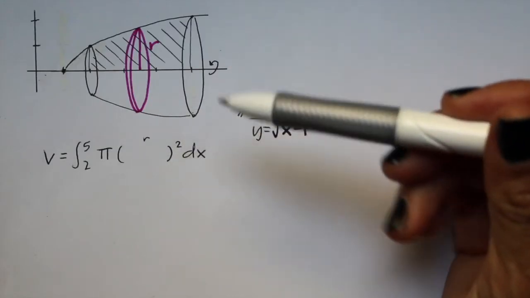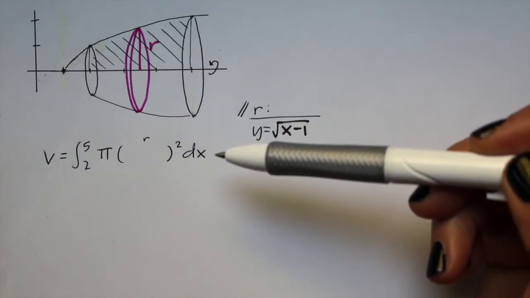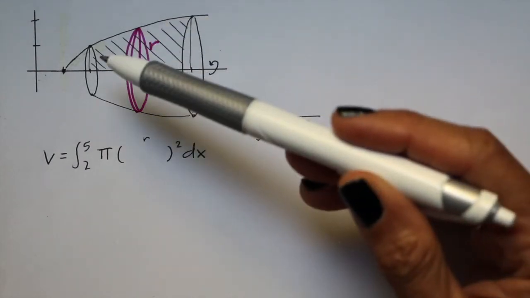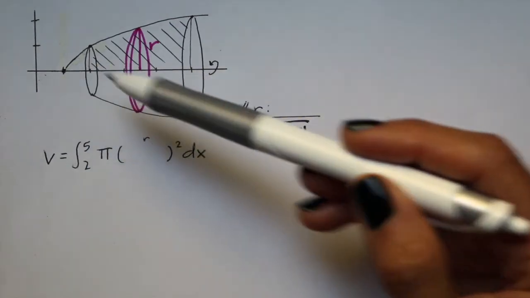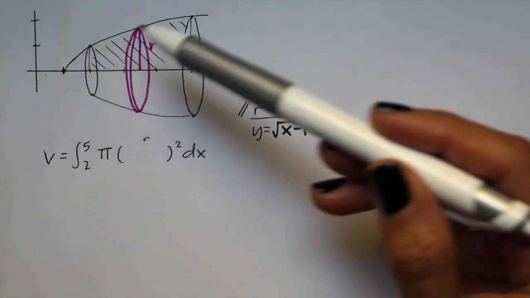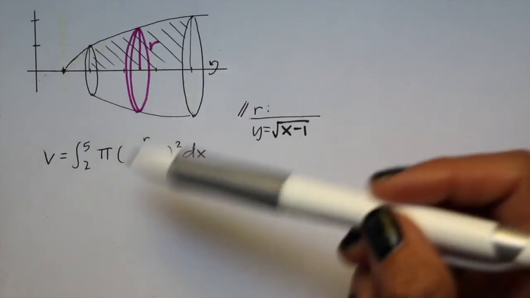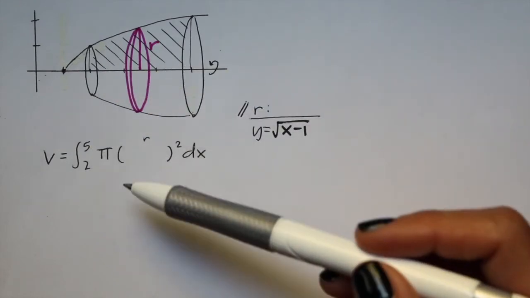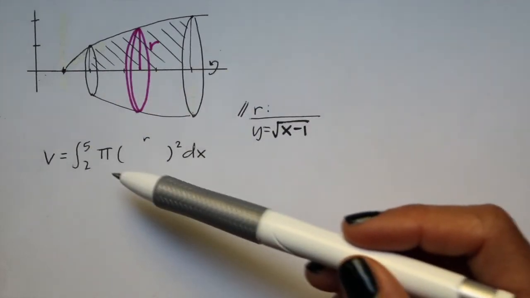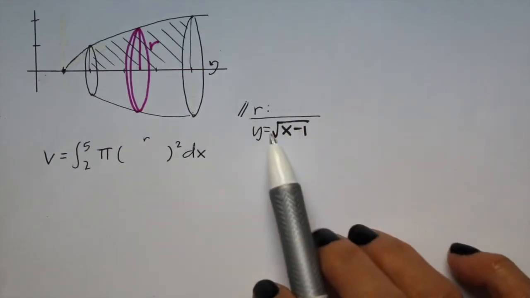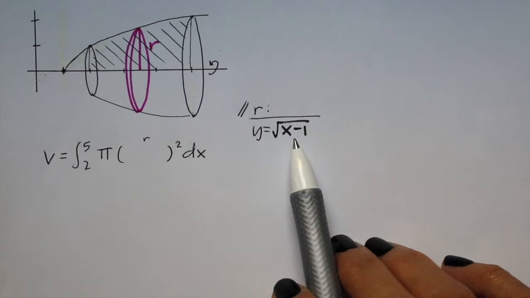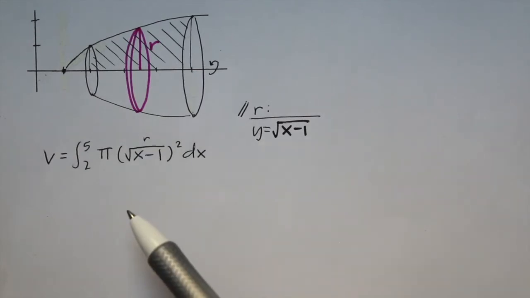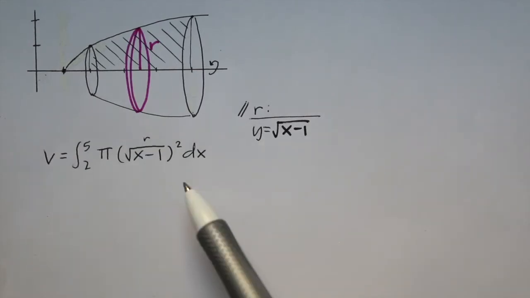A couple of things for this problem. We're rotating around a horizontal line, so it makes this a dx problem. Then you look at the original shaded region, and you look to see in the x direction where this region exists from. So the shaded region exists from 2 to 5, and that's why my limits are 2 to 5. And then your formula for the disk method is pi and then r squared. And we identified r over here. R is the height of the curve, which is the square root of x minus 1.